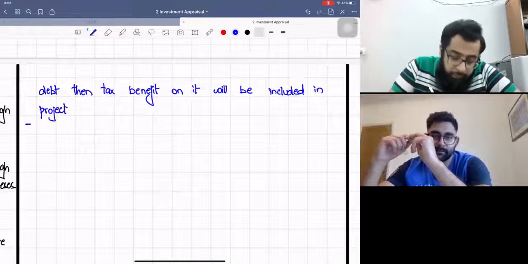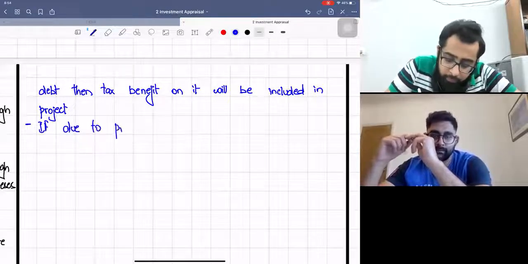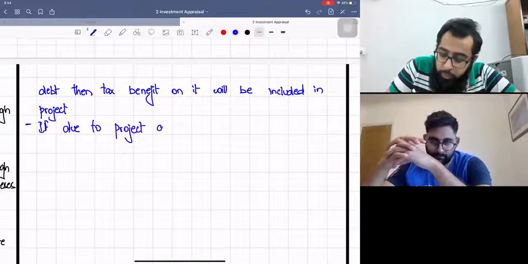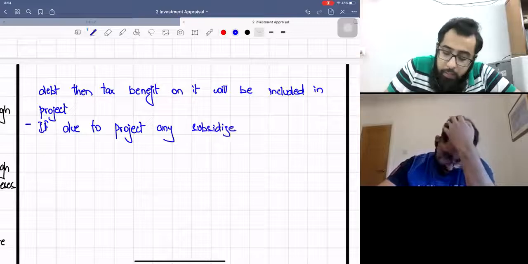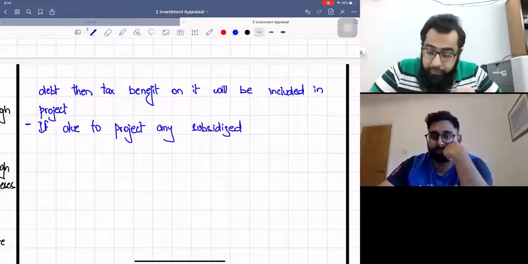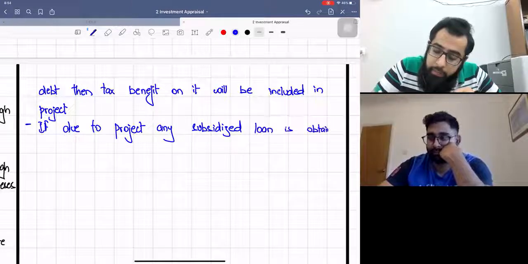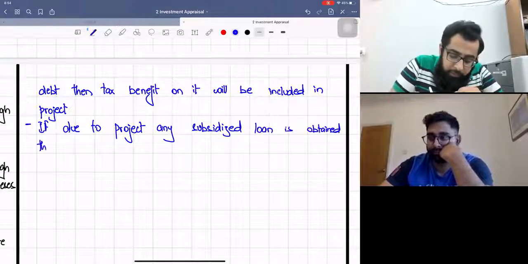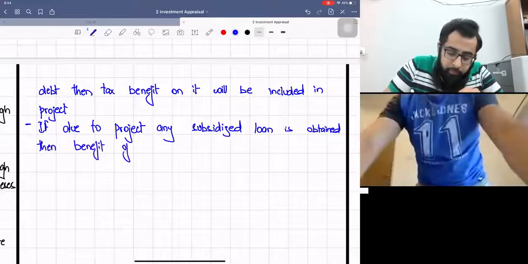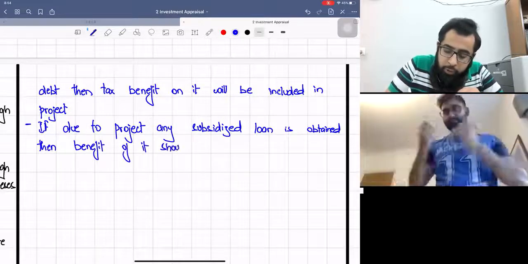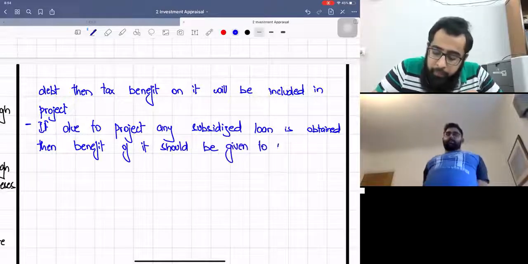One last thing, if due to the project any subsidized loan is obtained, then the benefit of it should be given to the project. Okay? Yep.